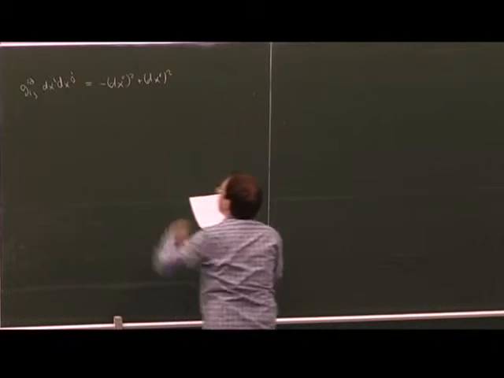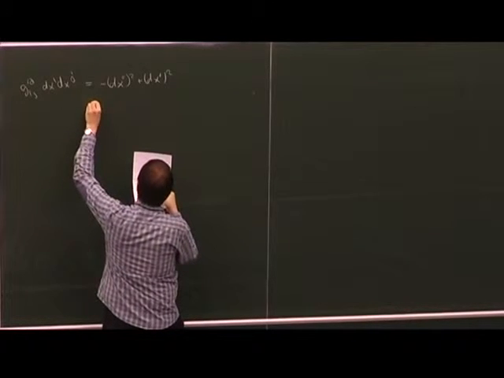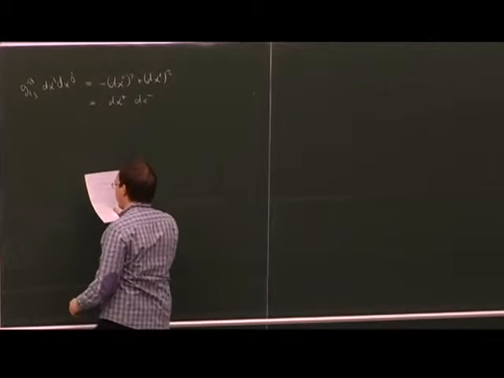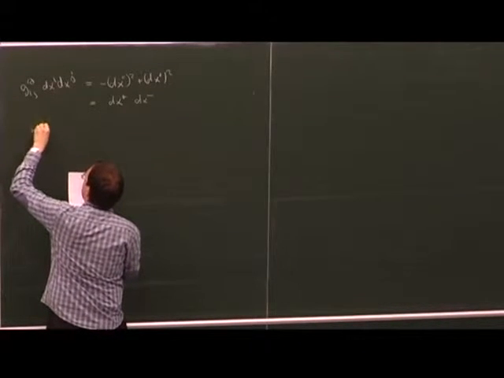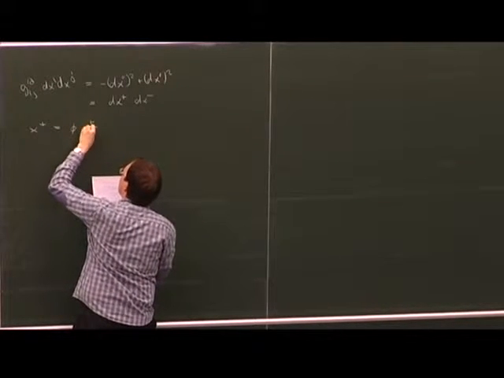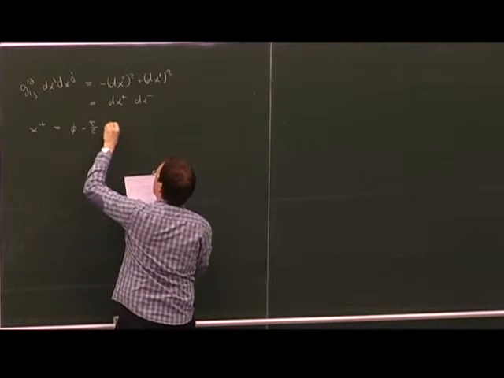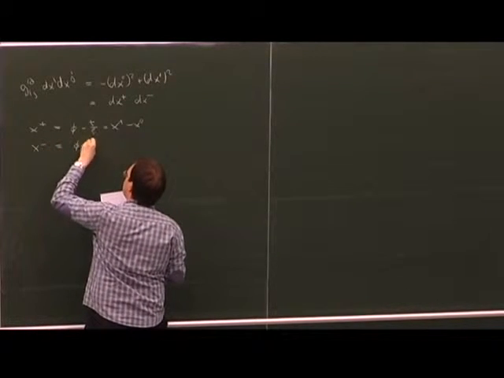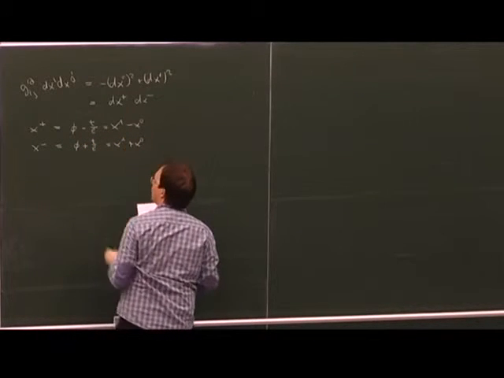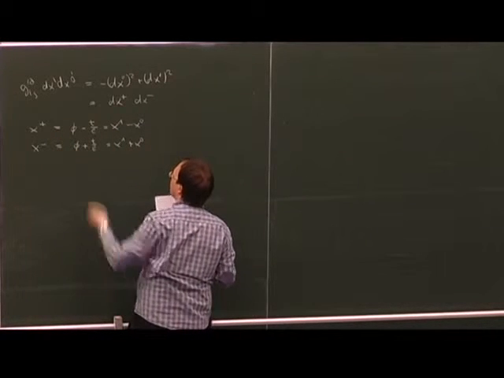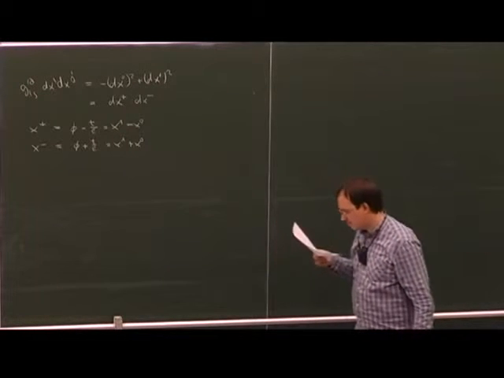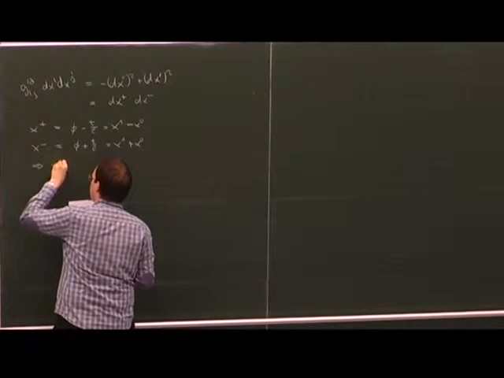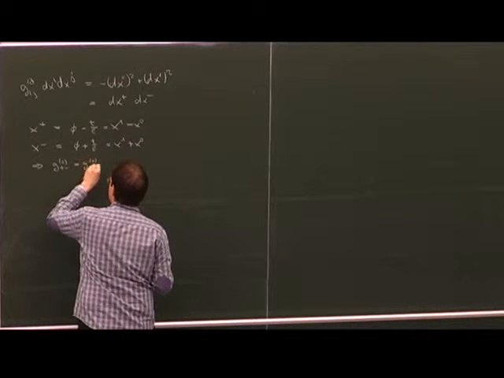Whenever you see such a metric, I will introduce light cone coordinates, just to write this as dx plus times dx minus, and I will choose a little bit unconventional sign. Namely, I will choose x plus to be phi minus t divided by L, which is just x1 minus x0, and x minus to be phi plus t divided by L, which is x1 plus x0. The sign might be a bit strange, but later on I will explain why I have chosen this sign convention. And then we immediately see that g plus minus 0 and g minus plus 0 is just 1/2.